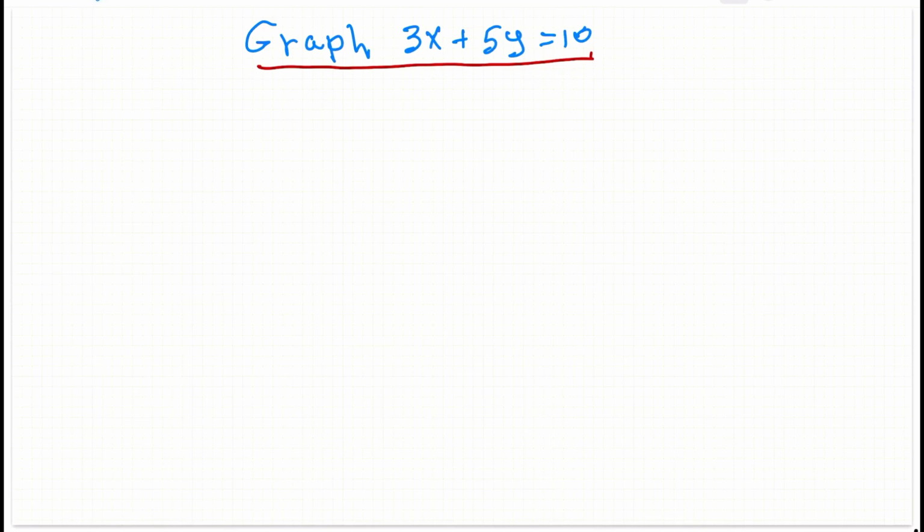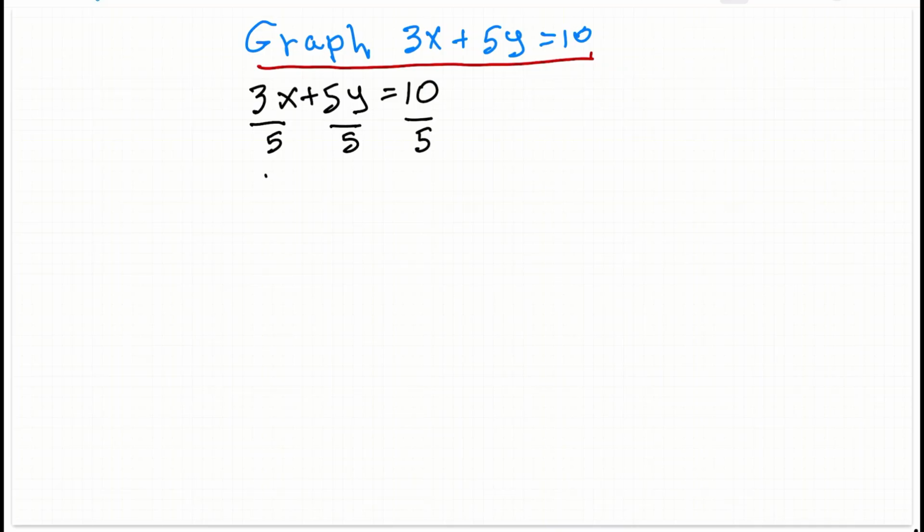Welcome to my video where we're going to graph 3x plus 5y is equal to 10. So the first thing we want to do is do some algebra on this. So we take the 3x plus 5y is equal to 10. Now we want to put y on one side and x on the other side. So the simplest thing to do would be to divide everything by 5.